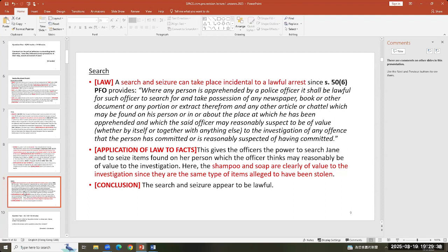That's not being a good law student, right? Anyone can copy and paste. You need to apply the law to the facts and reach a conclusion. That is the critical part of your answers.